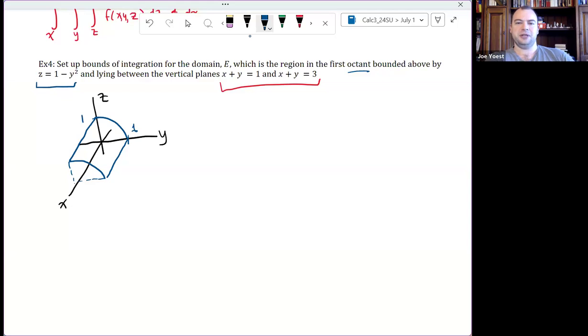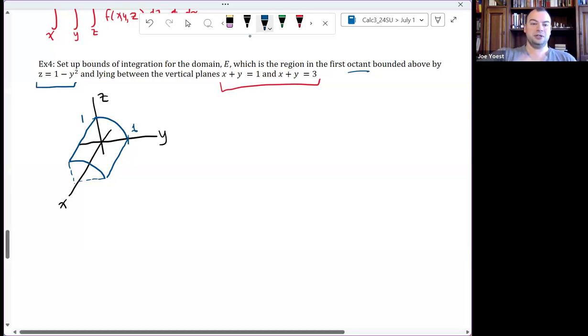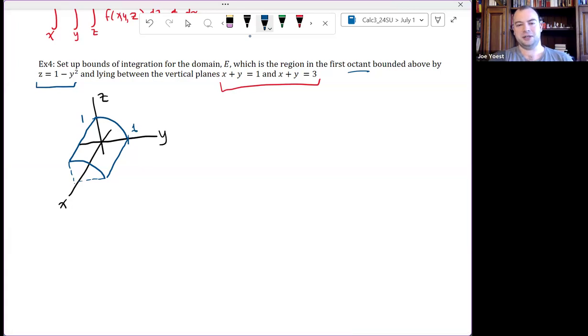We're also lying between two vertical planes. These vertical planes are going to cut this. Right now, it's like an infinitely long tube. It could also go in the negative x direction quite a ways as well. It goes in the positive x direction or the negative x direction all the way out to infinity. We're just drawing a segment of it here.